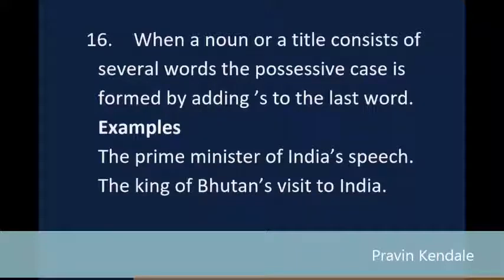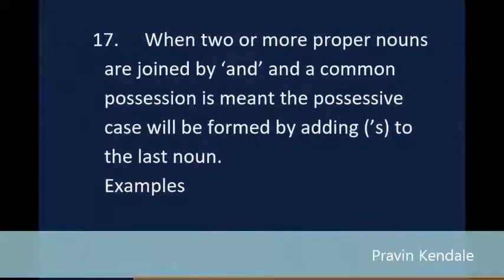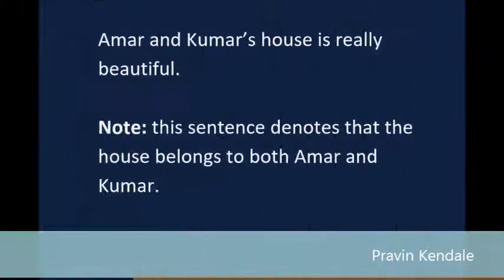17. When two or more proper nouns are joined by and, and a common possession is meant, the possessive case will be formed by adding apostrophe s to the last noun. Examples: Amar and Kumar's house is really beautiful. Note, this sentence denotes that the house belongs to both Amar and Kumar.